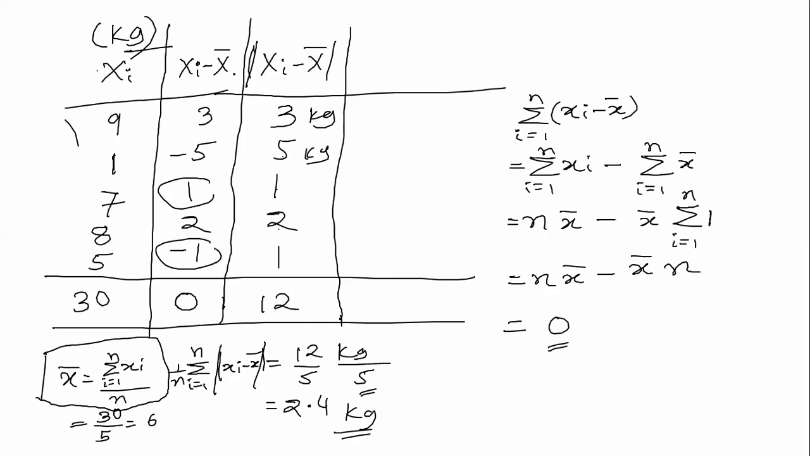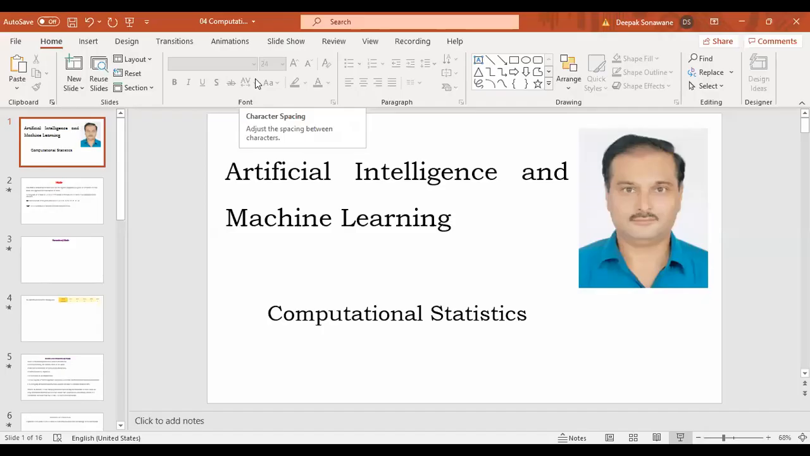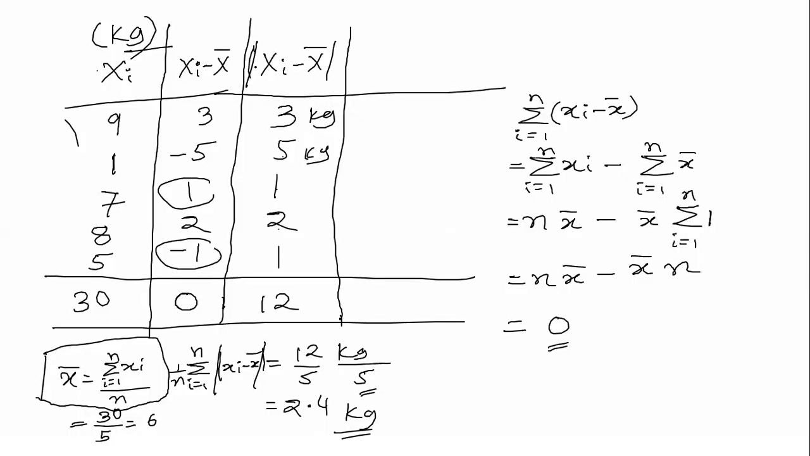See, for the column xi minus x bar, some values were positive, some were negative. So one remedy you gave is that you have to consider the absolute value, and after that the problem gets solved. So is there some different way by which we can ensure that there will be no negative values?